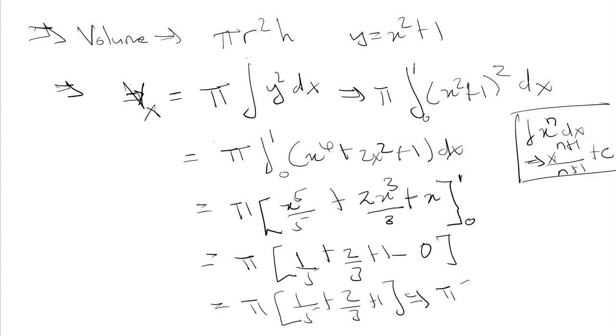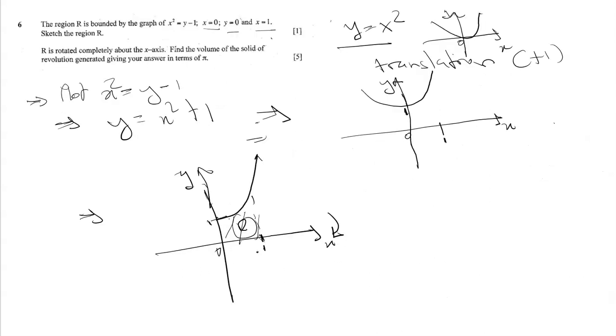We have a common denominator 15 here, 5 times 3, so we have 3 plus 10 plus 15, which gives us 28 pi over 15. So we've calculated the volume of the solid that is formed by rotating this region R about the x-axis.